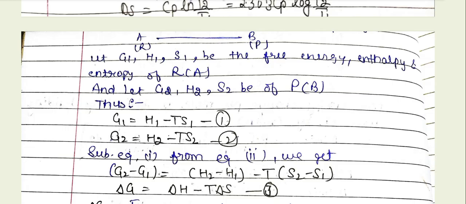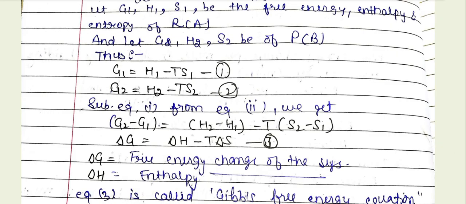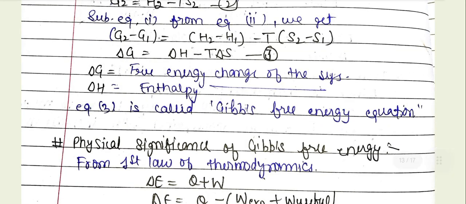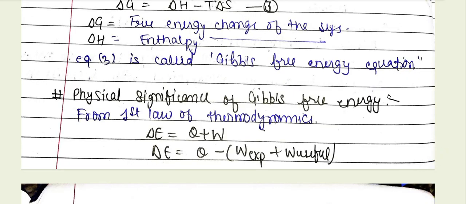Let G1, H1, S1 be the free energy, enthalpy and entropy of the reactant R, and let G2, H2, S2 be those of the product P. Thus, G1 is equal to H1 minus TS1, and G2 will be equal to H2 minus TS2. Subtract equation 1 from equation 2, and we will get G2 minus G1 is equal to H2 minus H1 minus T(S2 minus S1). Delta G will be equal to delta H minus T delta S, which gives the third equation. Delta G is the free energy change of the system, and delta H is the enthalpy change of the system. Equation 3 is called the Gibbs free energy equation.